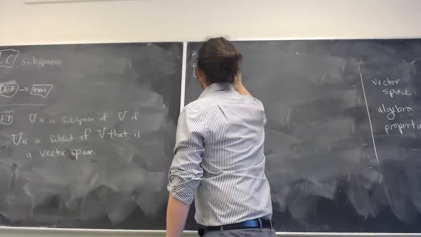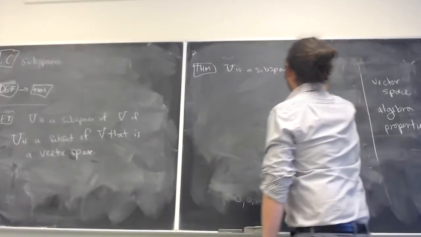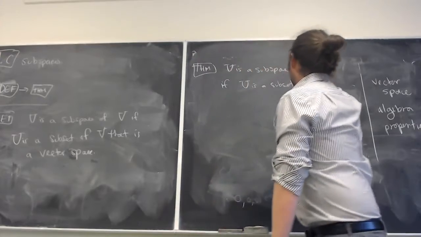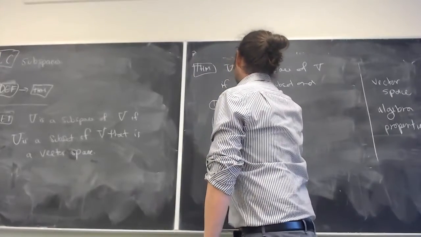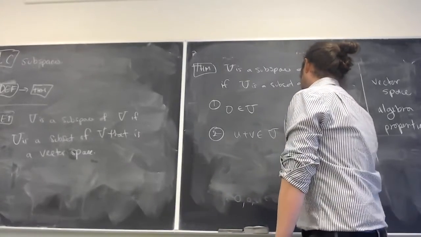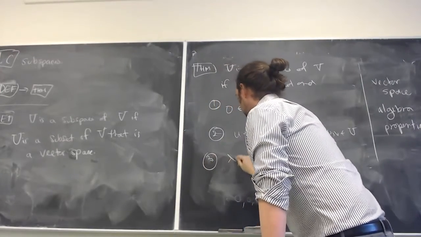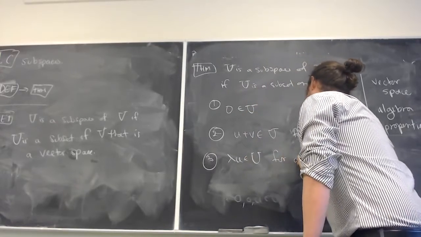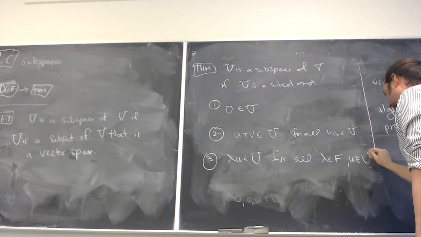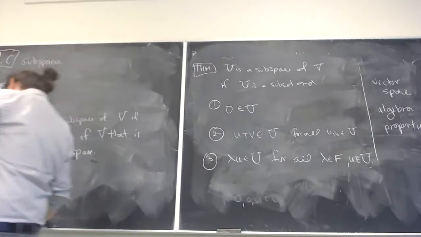And so what the theorem says is that U is a subspace of V if U is a subset, and property 1, 0 is in U; property 2, u plus v is in U whenever u and v are in U; and property 3, lambda u is in U for all lambda in the field and u in U. I'm sorry for destroying your notebooks. Anyway.